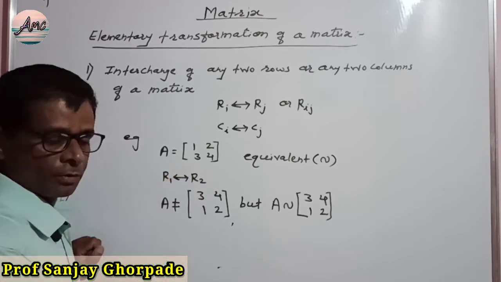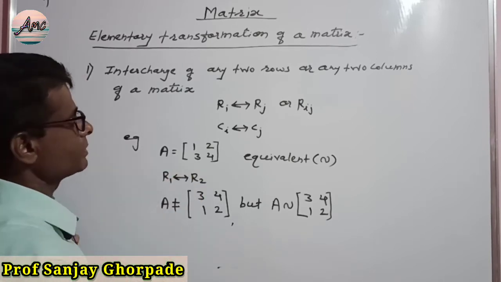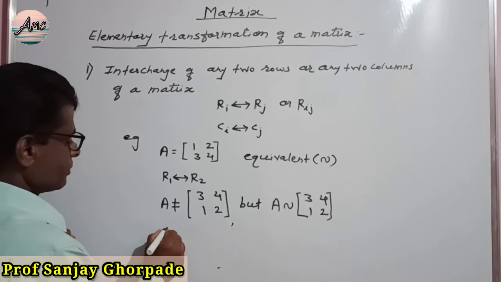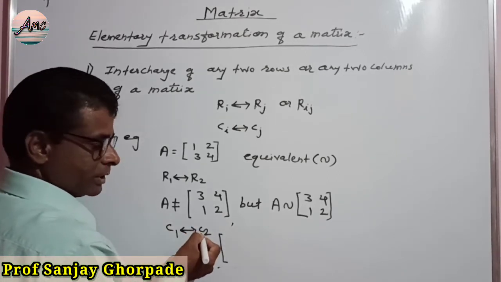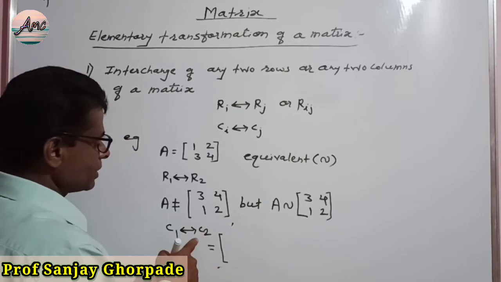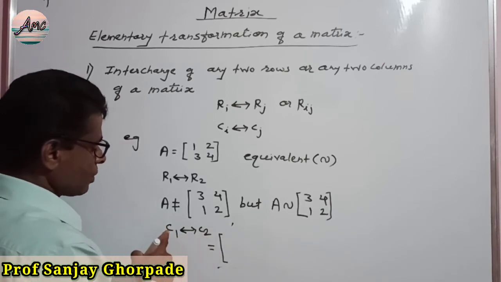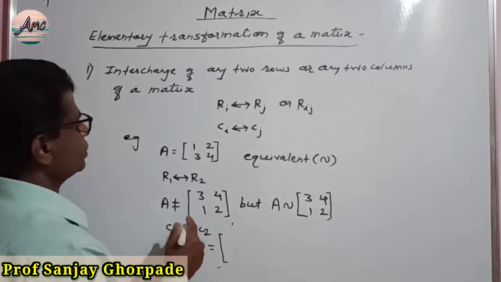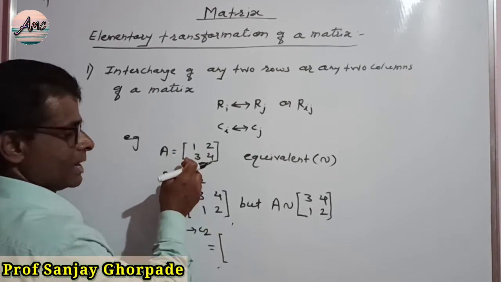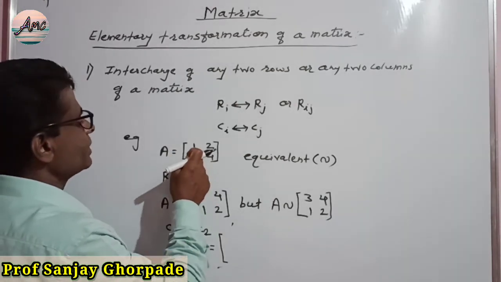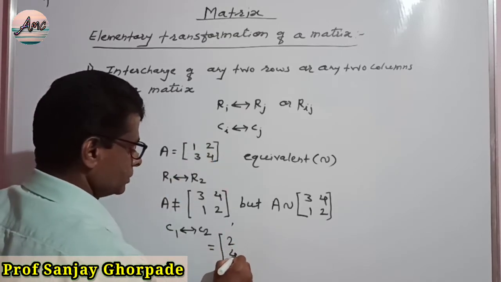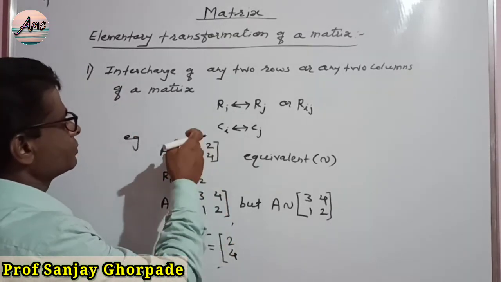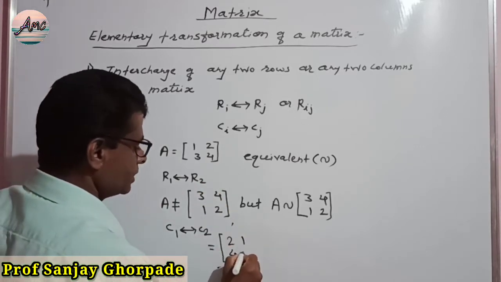Suppose if you perform the column transformation, the meaning of C1 interchange C2 is nothing but interchanging of the elements of the first column and the second column. So from the given matrix A, you would replace the first column with the second column, 2, 4. And the second column becomes the first column, 1, 3.